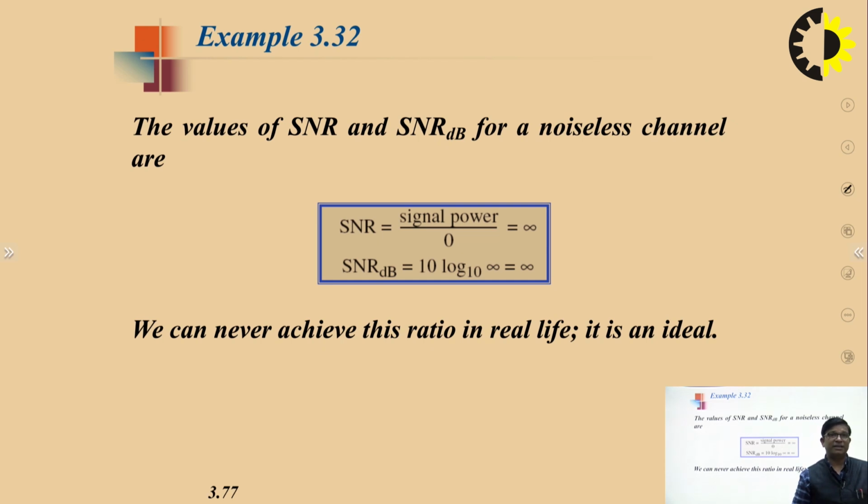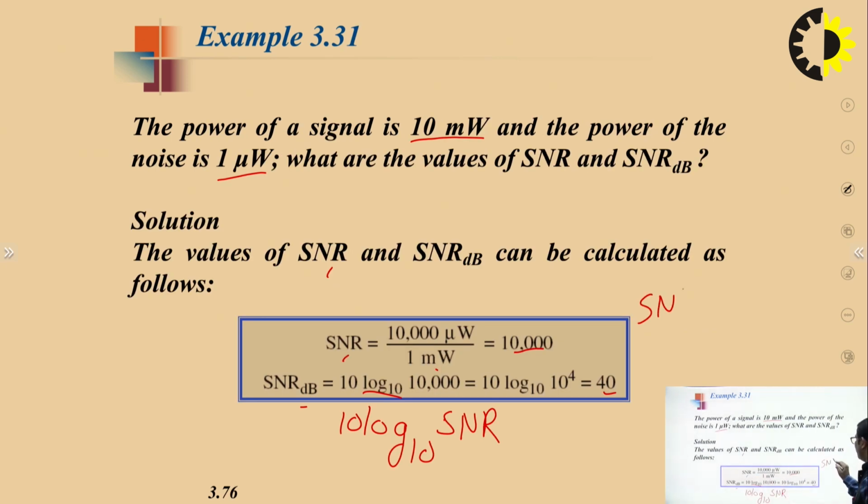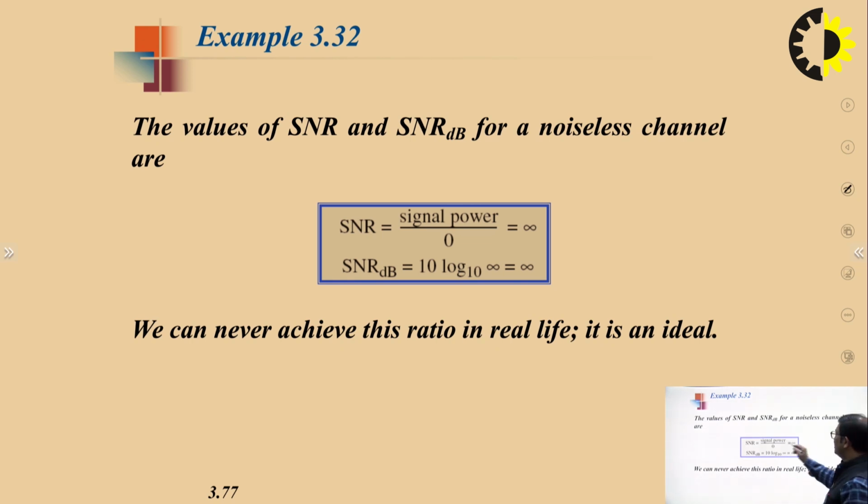So, value of SNR and SNR dB for a noiseless channel. If we are seeking a noiseless channel, where there is no noise, then what will happen? If there is no noise, basically what is the formula of SNR? The formula of SNR is equal to signal power upon noise power. Now, what is it in this case? If the noise power becomes 0, then SNR is infinite, and SNR dB also gives an infinite signal to noise ratio.